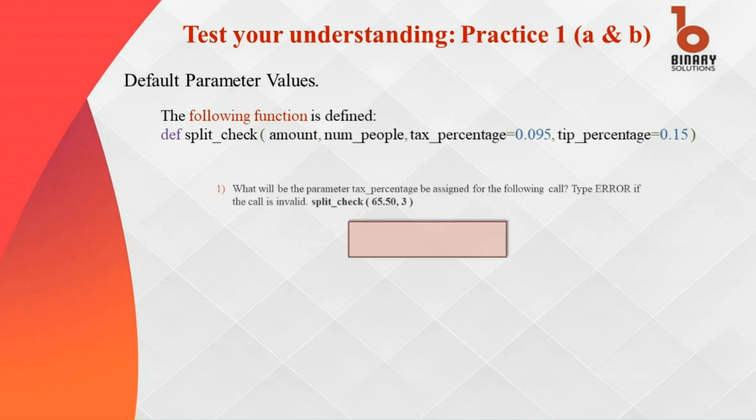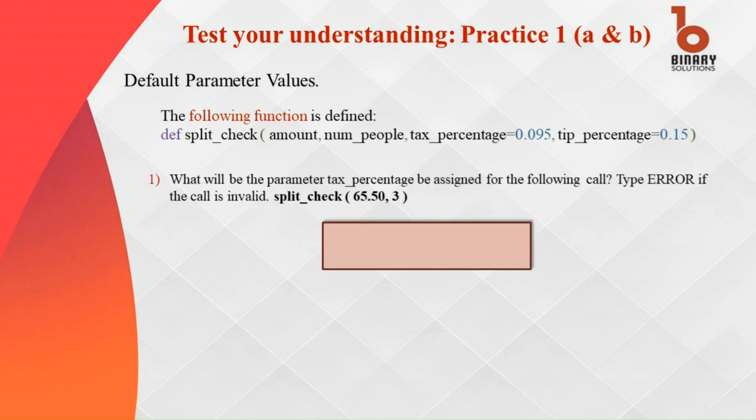When using the split check function to split a bill, if you call it as split check, what value will be assigned to the tax percentage parameter?